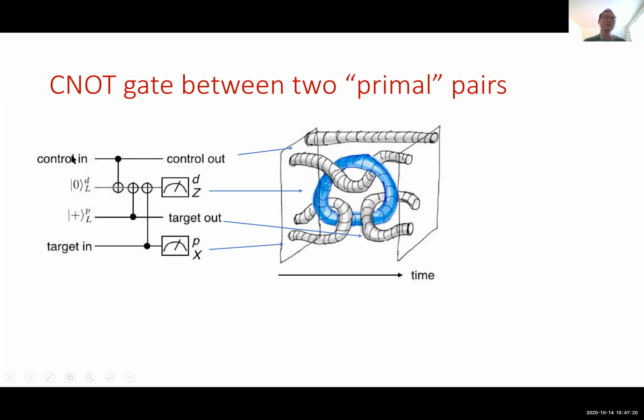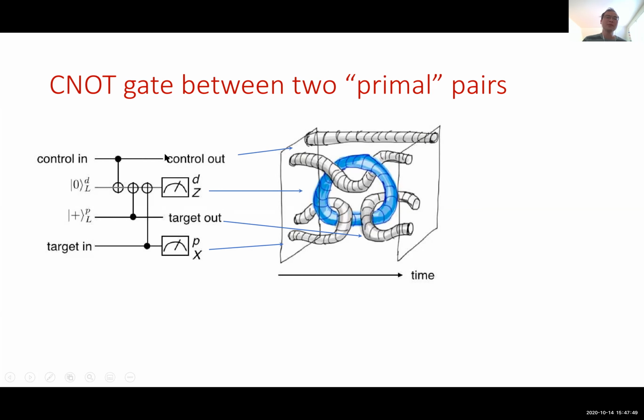But now if you interpret this as a primal and this as a dual, because that's the only CNOT we can implement, this is the primal and that's the dual. This is the primal, that's the dual. And the target now becomes a primal. So this has a nice interpretation in the diagram.